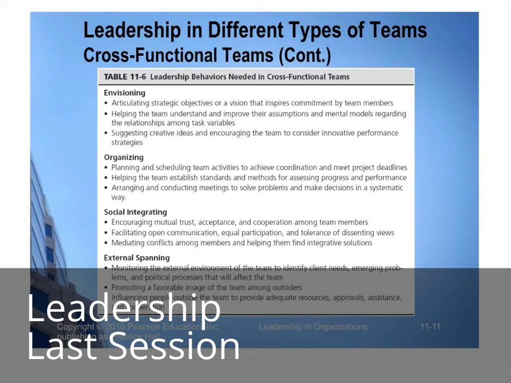And then you do social integrating. You encourage mutual trust, acceptance, and cooperation among team members. And you facilitate open communication, equal participation, and tolerance of dissenting views. And finally, mediating conflicts among members and helping them find integrative solutions. So all of these, the social integrating is very important. It's all about communication.